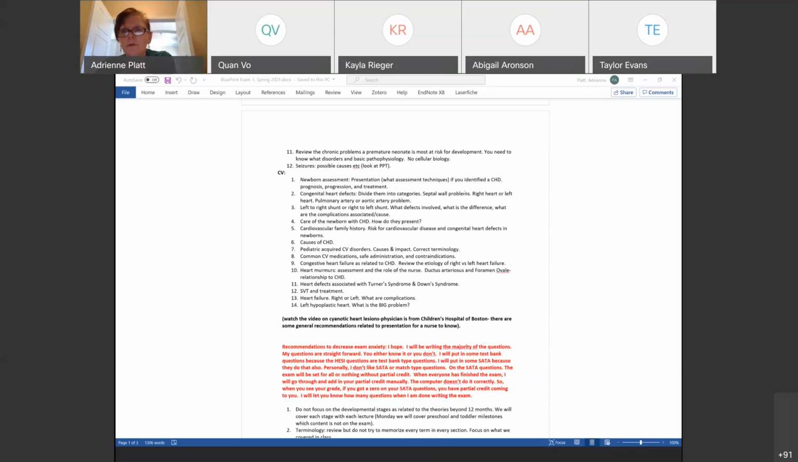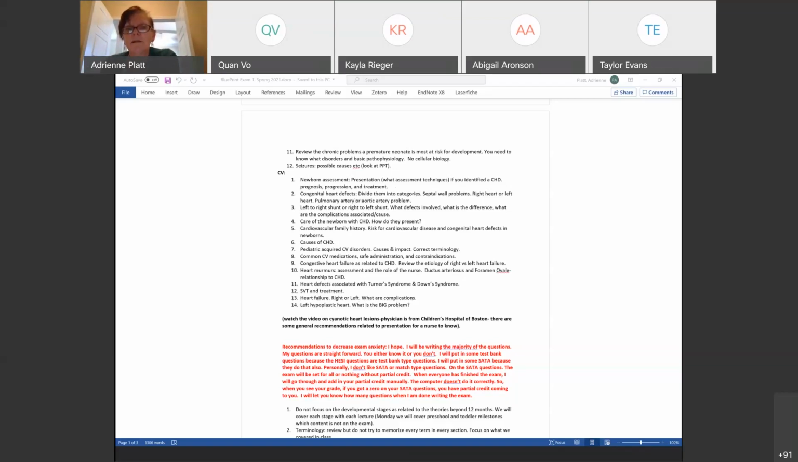Normal newborn with a murmur that goes away is your PDA. Almost 100% of the time. That's the mom that brings the kid in and says, yeah, he used to have a murmur and he's little, but nobody's ever said anything about it since.